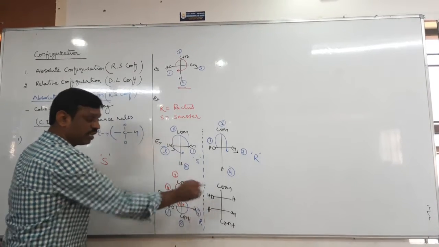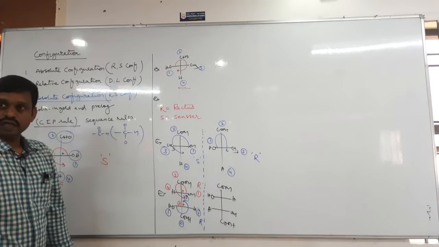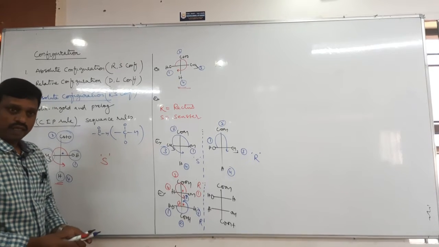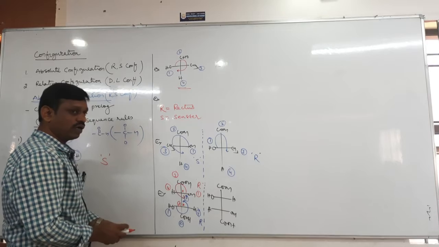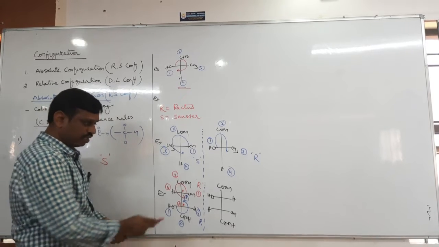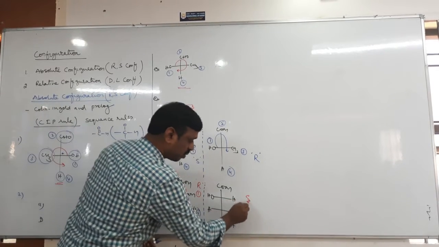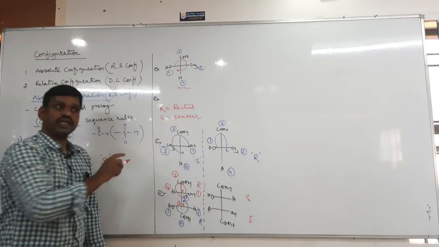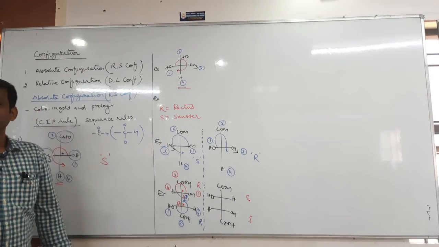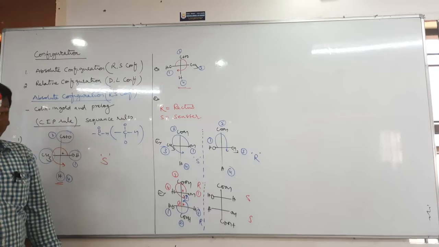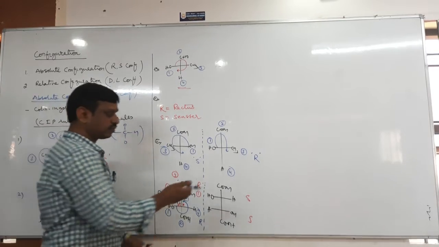See, these two are actually enantiomers. Tell me, enantiomers must have opposite configuration. If it is RR, the other must be SS. You do it, you will get SS, right?